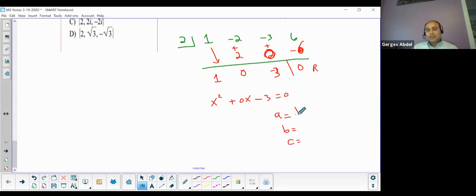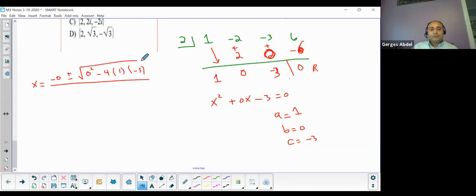A is 1, B is 0, C is negative 3, and let's use the quadratic formula: x equals negative B, which is negative 0, plus or minus the square root of B squared, which is 0 squared, minus 4 times A, which is 1, times C, which is negative 3. Divide by 2 times A, which is 1.